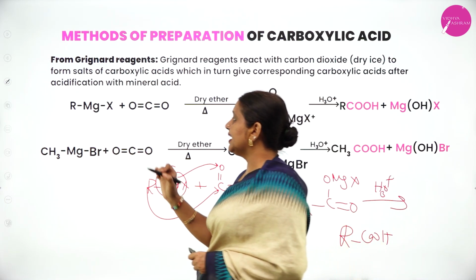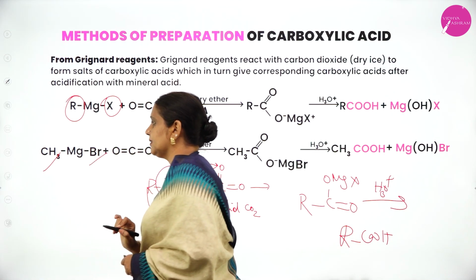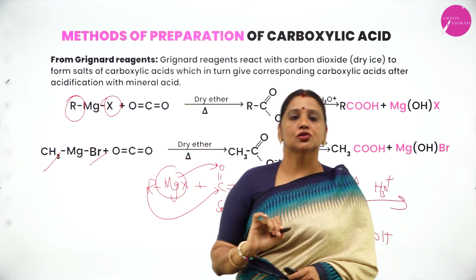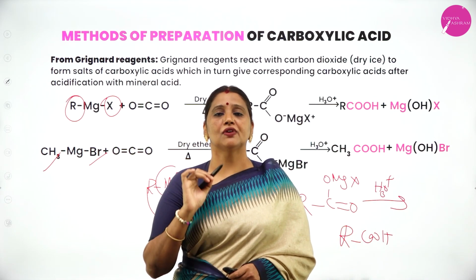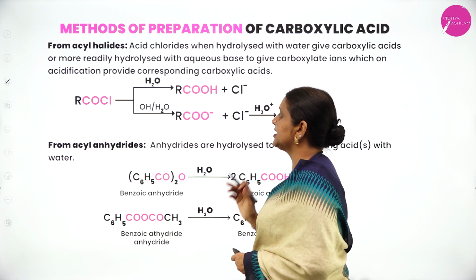For example, where there is R, you put CH3. Where there is X, you take a bromine atom. So it is heated with not gaseous carbon dioxide, but solid carbon dioxide, which is called dry ice. It will form an addition product which on acid hydrolysis gives rise to carboxylic acid.